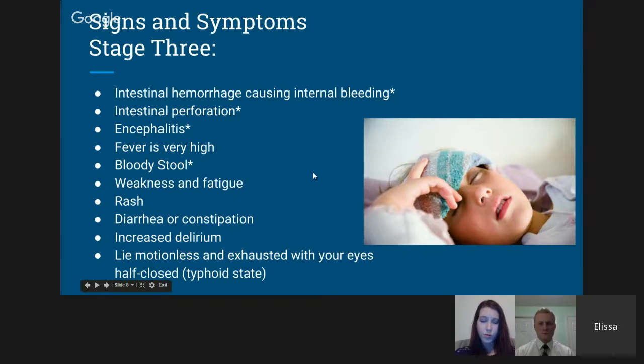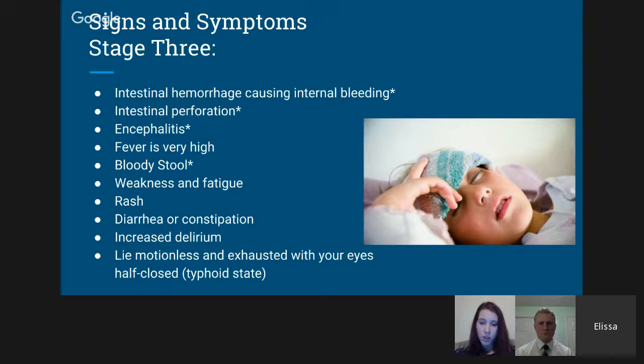And then stage 3 is the worst. This is the worst part of the illness. This is where a person will usually lie motionless and exhausted with their eyes half closed, which is known as the typhoid state. The signs and symptoms in this stage include intestinal hemorrhage, including causing internal bleeding, as well as intestinal perforation, encephalitis, which is the inflammation of the brain, and bloody stool. A rash called rose spots also appears.